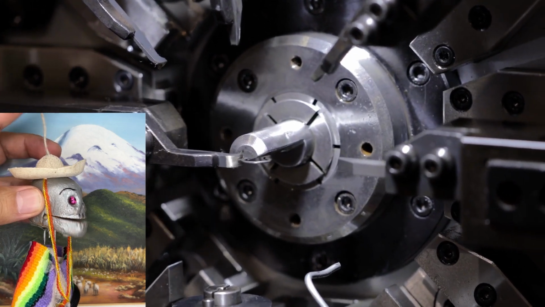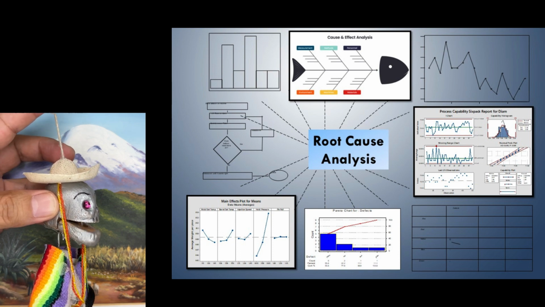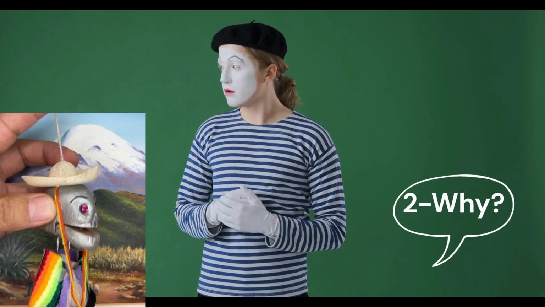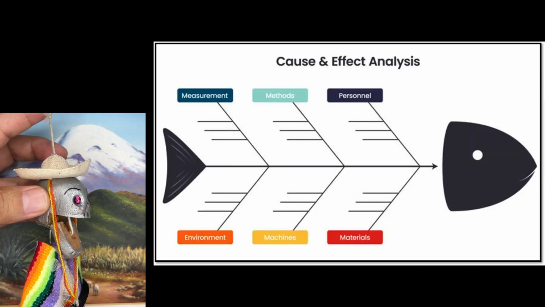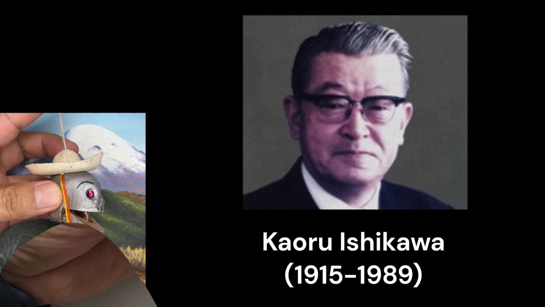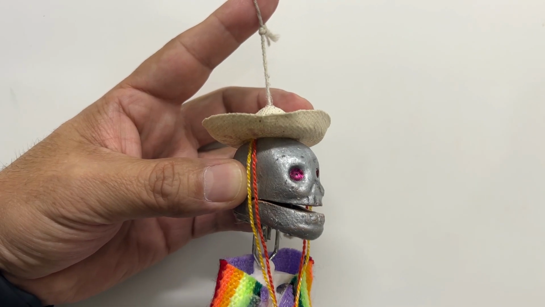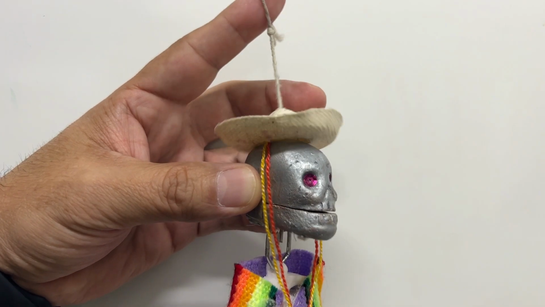Same as before, you can use different tools to perform the analysis, and two of the most useful are the 5 whys, which I will discuss in a different video, and the fishbone diagram, also known as the Ishikawa diagram. Juan-Juan, what exactly is a fishbone diagram? Oh, good question. Allow me to explain.